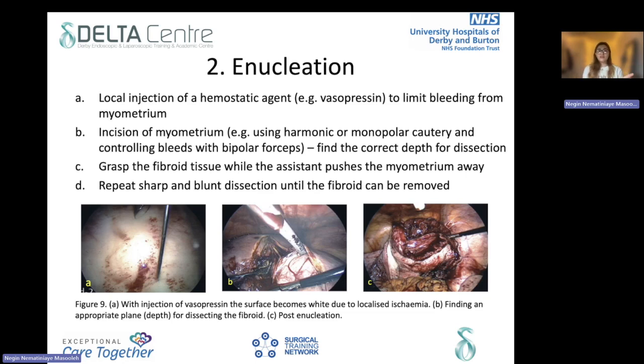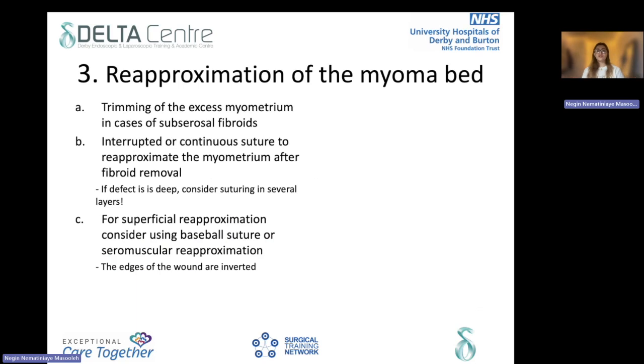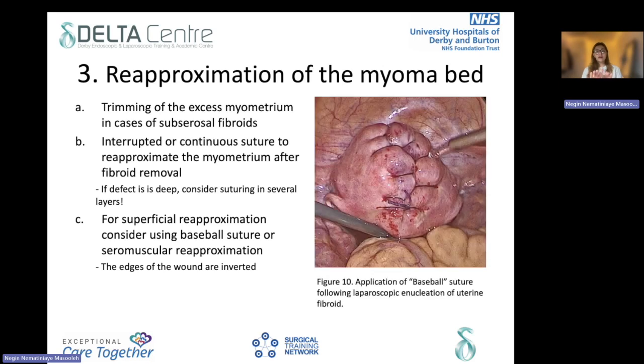That leads to the third step, which is reapproximation of the myoma bed. You have to put it back together because we want to preserve fertility. They might need to get pregnant again, and you want to stop the bleeding. It's important with myomectomies to know that because you've cut through so many layers, just one layer of suture is not enough, so you have to suture back every layer.